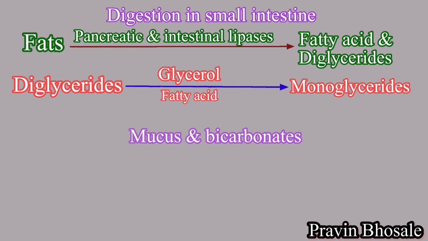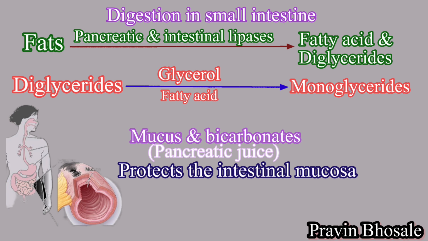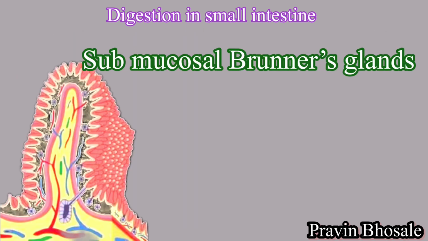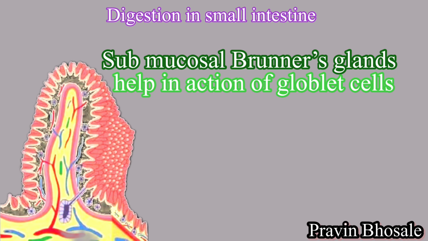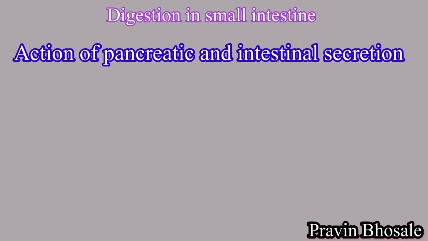The mucus and bicarbonates present in pancreatic juice protect the intestinal mucosa and provide an alkaline medium for enzymatic action. Submucosal Brunner's glands help in the action of goblet cells. Most of the digestion gets over in the small intestine. Let us study the action of pancreatic and intestinal secretion in a sequential manner.